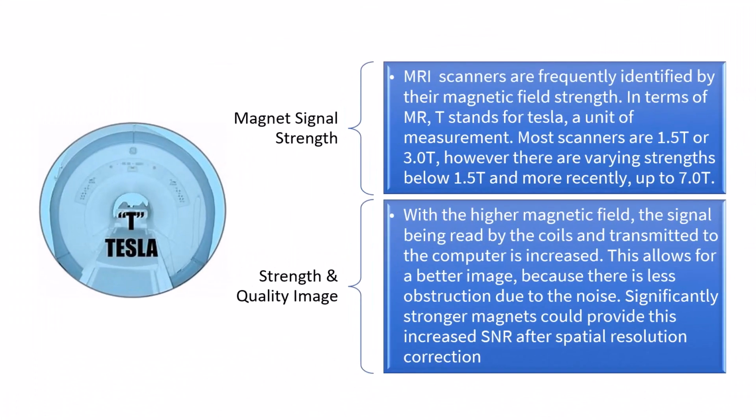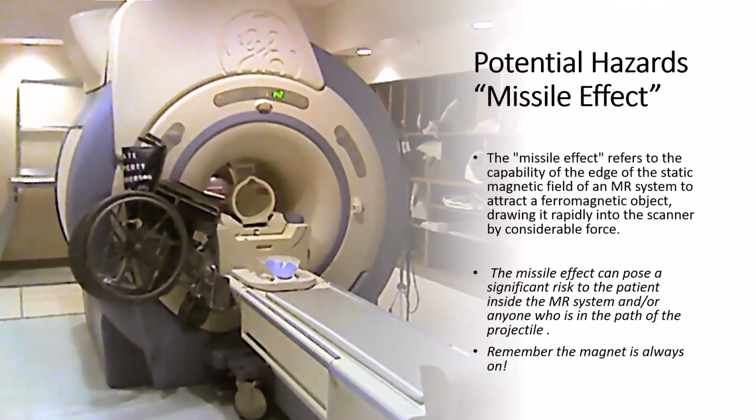The magnetic strength of the MRI modality is measured in Tesla. The greater the strength of the signal, or the more the Tesla, the shorter the time period to acquire the image and the better the quality of the data. The magnet is always on.